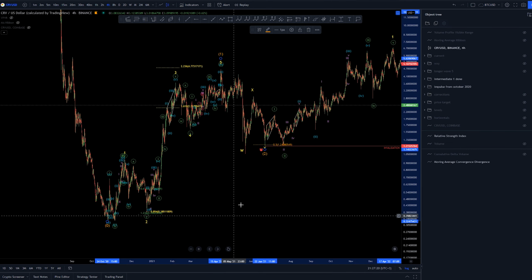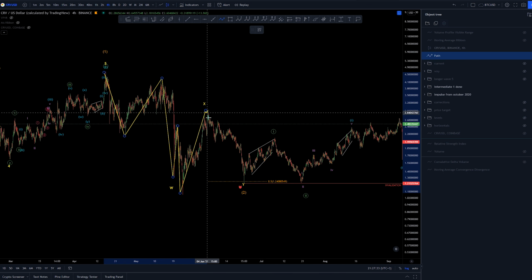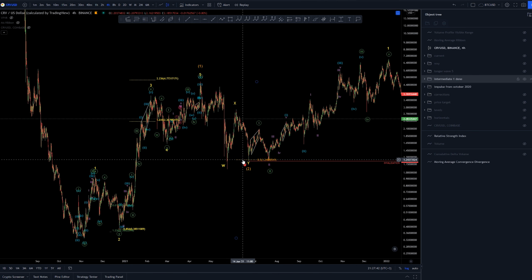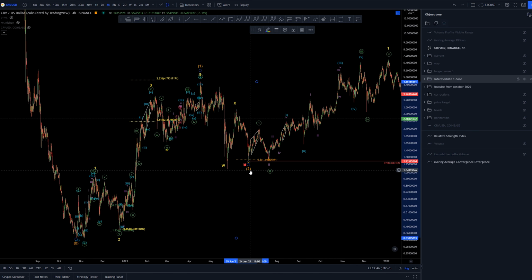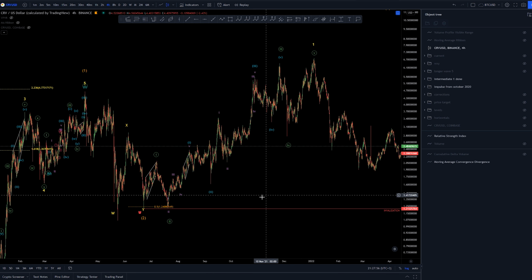Let's zoom in a bit. So a W move like so, X like so, and then some kind of a through move to Y here. Currently we already retraced 0.5 of this first leg to here, labeled as 2. From there on out I again had some difficulties getting a five-wave structure here, but somewhat managed to get one here.